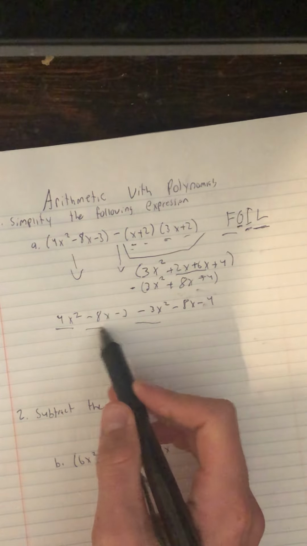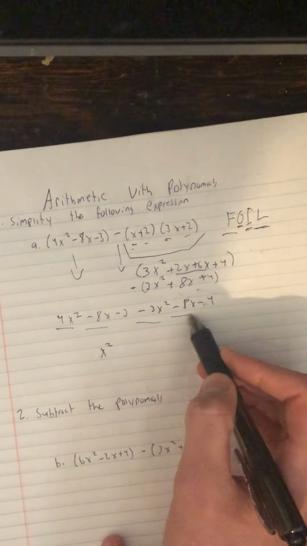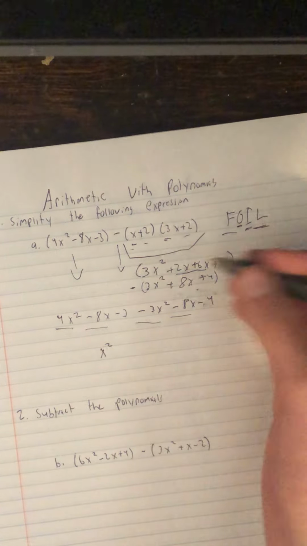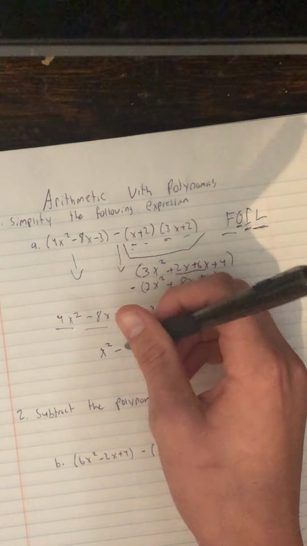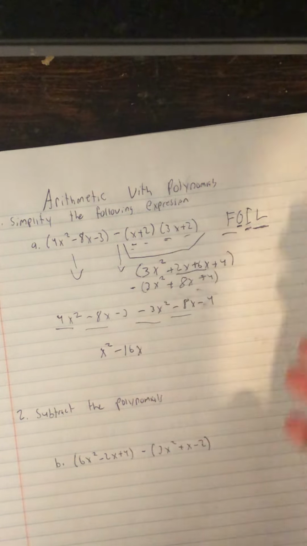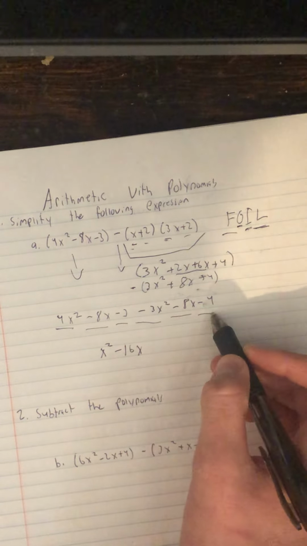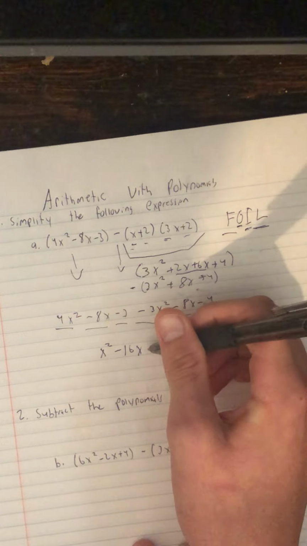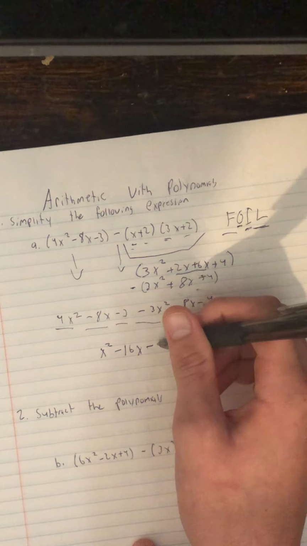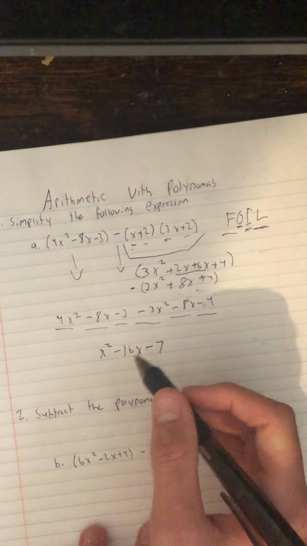We have the negative 8x and the other negative 8x. Negative plus the negative, that'll give us minus 16x. And then lastly, we have our terms without variables, which is the negative 3 and the negative 4. And that'll give us minus 7. And that's going to be your answer for the first problem.